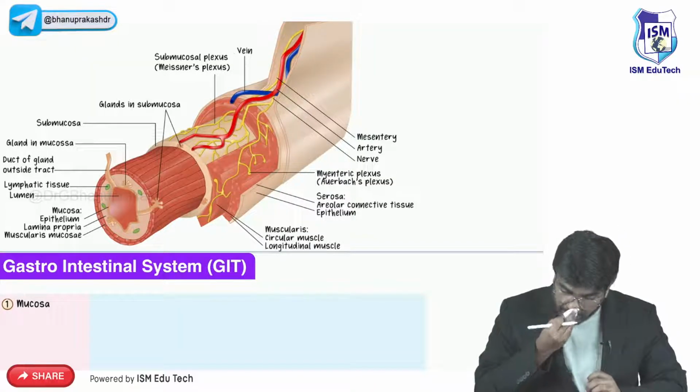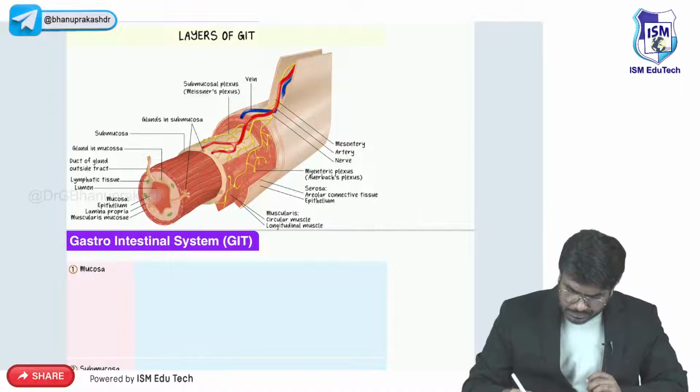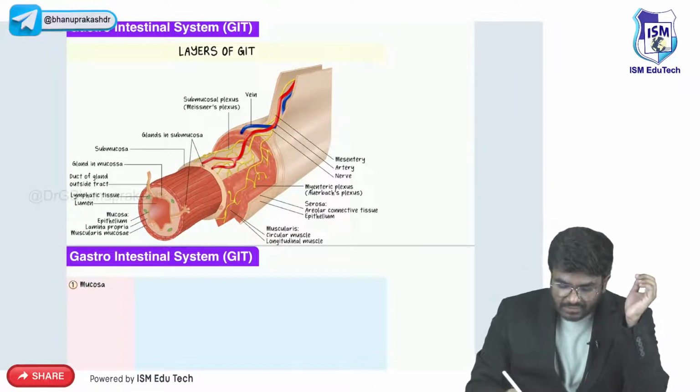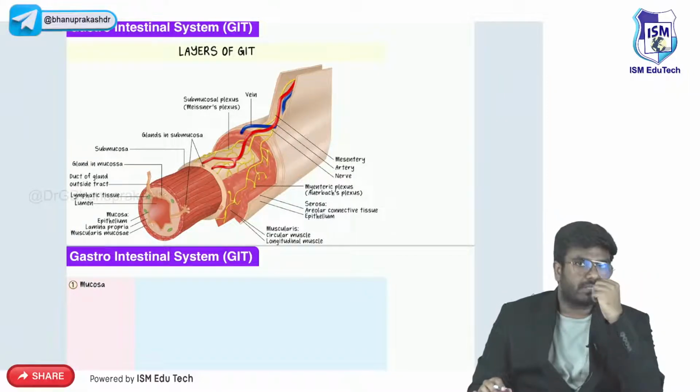Okay. Now, in the next half an hour, this is a very small topic. The gastrointestinal system is a very, very small topic. In the next half an hour, let's do the gastrointestinal system physiology.